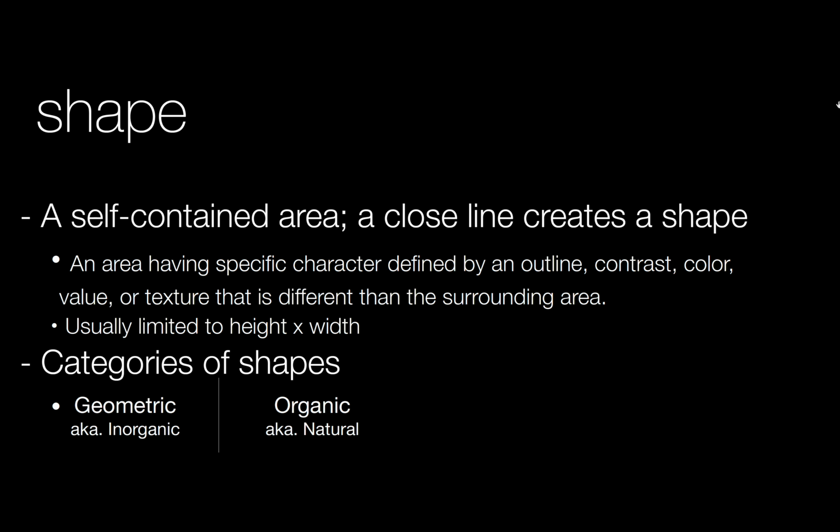Shape is essentially a closed line. It is self-contained, usually defined by an outline of contrast in some capacity. It's somehow different than that which is around. Shape is limited to two dimensions, so height and width. There are generally two ways you can discuss shapes, geometric and organic. Geometric shapes can also be called inorganic shapes, and those are generally man-made, whereas organic shapes or natural shapes are natural, right? So think bodies, trees, right?